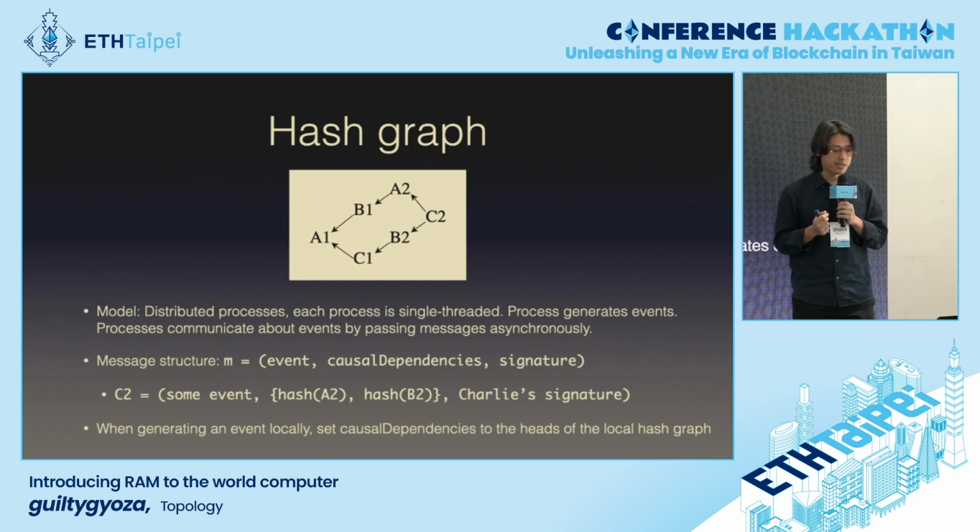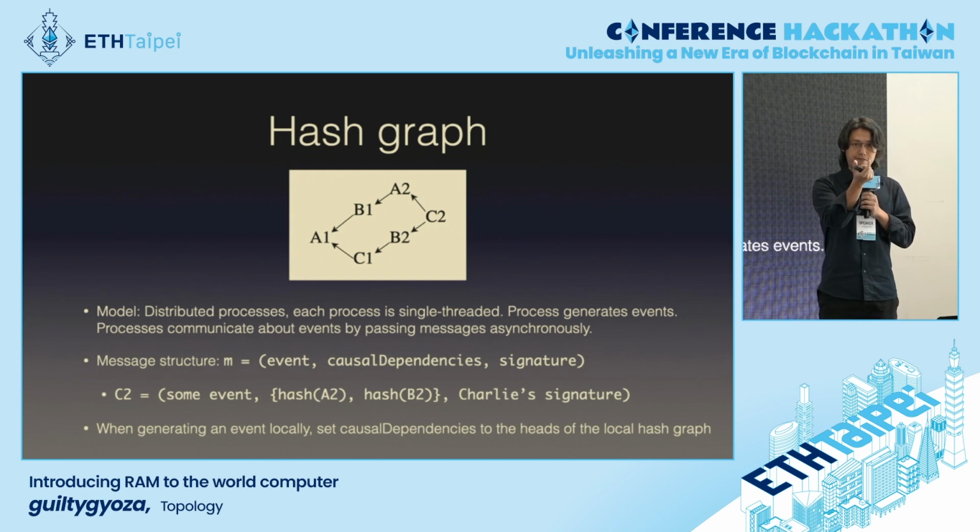Now, for a hash graph, the message takes the structure of the event payload, followed by causal dependencies, followed by signature. So signature is just the standard way of identifying who is sending the message. The causal dependencies are for a message to report which messages prior to it it is depending upon. So for example, if you look at this hash graph, the message C2 on the very right has the dependency of A2 and B2, because these two messages precede C2 and are the dependencies reported by message C2.